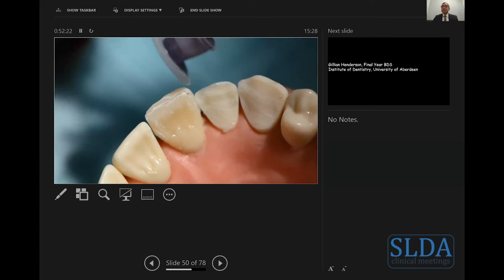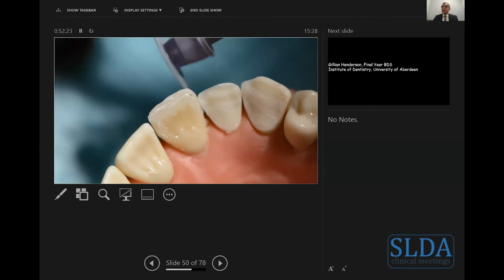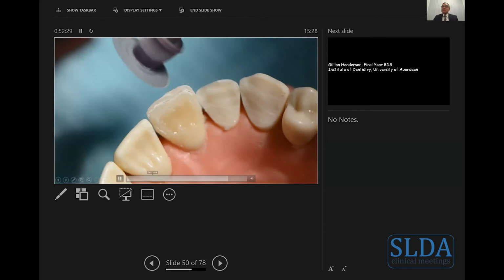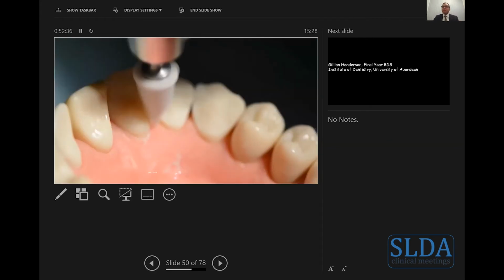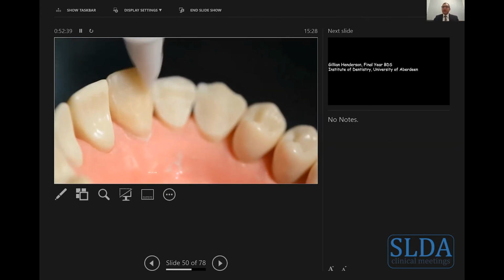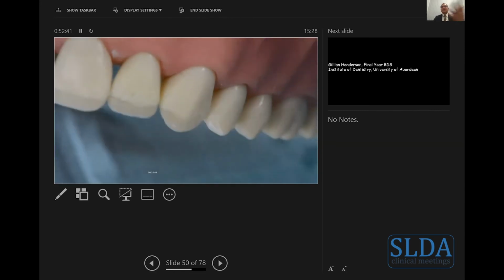Actually, it has to be used at a particularly low speed. If you use high speed, you might take too much of the composite away. So very carefully, and you have different polishing combs, stones, and rubber to get the right finish. And then there you go.